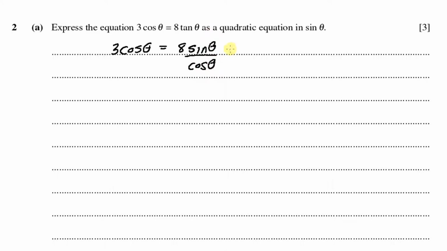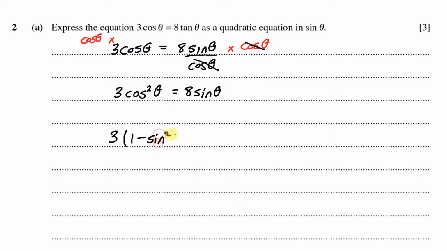So we can actually multiply both sides by cos theta, and this is going to give us 3 cos squared theta is equal to, cancelling these ones out, we get 8 sin theta. And from here I'm going to use the identity and say cos squared theta can be expressed as 1 minus sin squared theta. So that's equal to 8 sin theta. Simplifying the brackets, we'll be having 3 times 1, that's 3, minus 3 times minus sin squared theta, that's minus 3 sin squared theta, and that's equal to 8 sin theta.